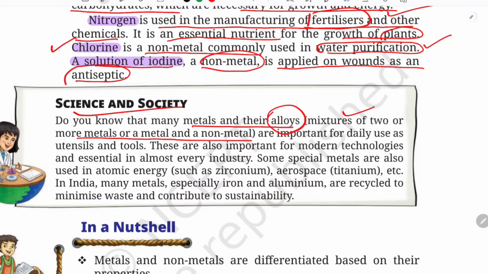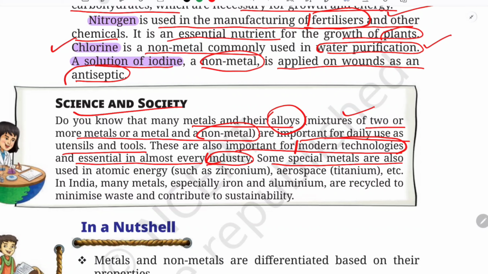Okay, when we mix two or more metals or a metal and a non-metal, they are important for daily uses, utensils and tools. See, we have two utensils of steel also, isn't it? That means it has been made by mixing metals and non-metal. And they are also important for modern technologies and essential in almost every industry.